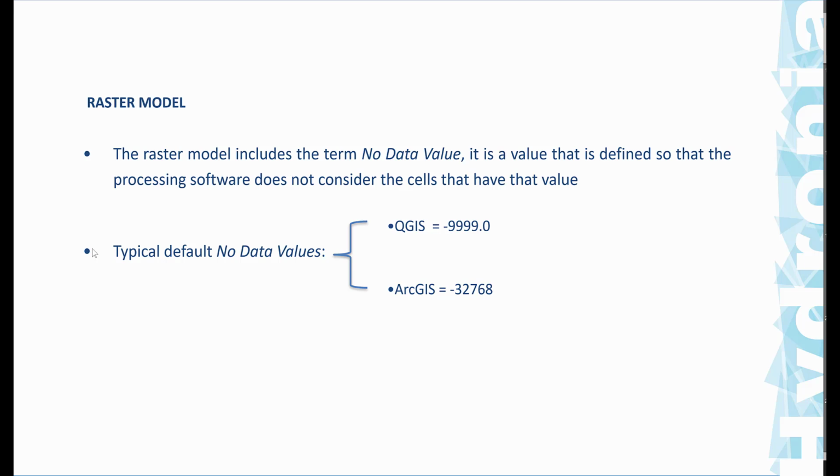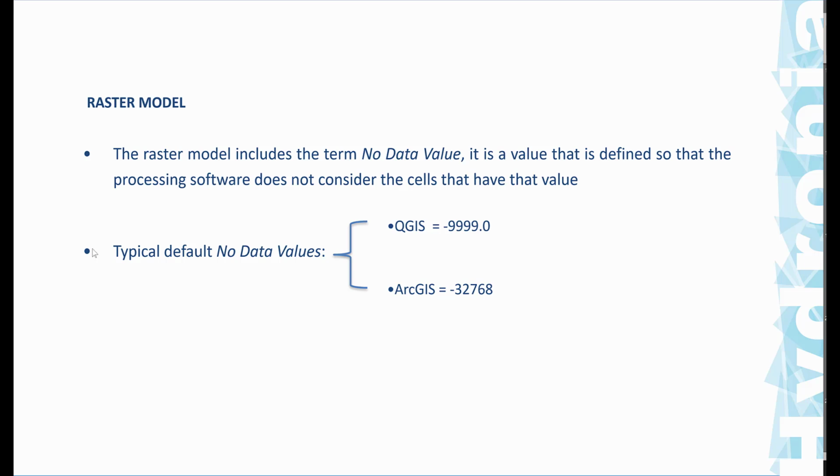Another important characteristic of the raster model that must be taken into account when doing operations or processing raster layers is that there is often a value called a no data value that is used to define cells or pixels on the raster that do not contain any data. When a raster is created using QGIS, by default, the no data value is assigned -9999. That's the default in QGIS.